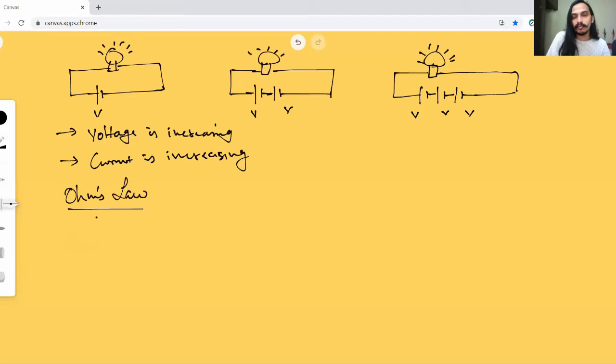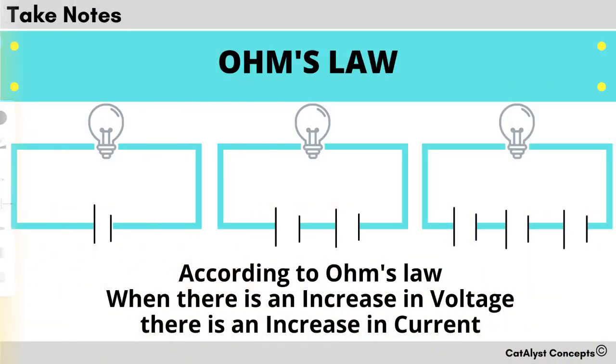Now, who is this Ohm? Ohm is the name of a scientist. He was a German scientist who did a similar experiment. What he did was he had not a bulb but a different device, some sort of a load, and he tested the voltage across the load as he kept changing the batteries. He could see that as you increase the number of batteries, you increase the voltage, and the current also increases.